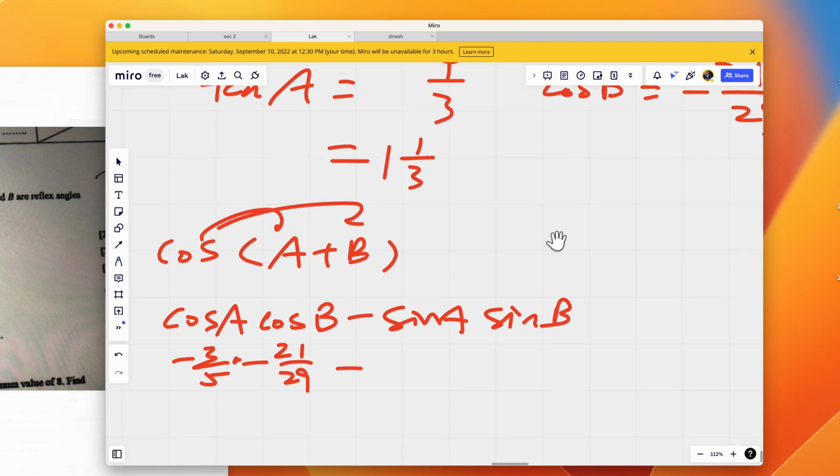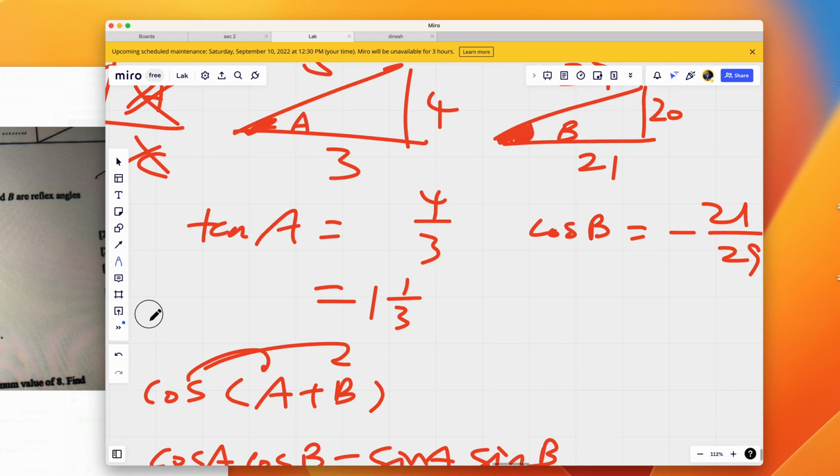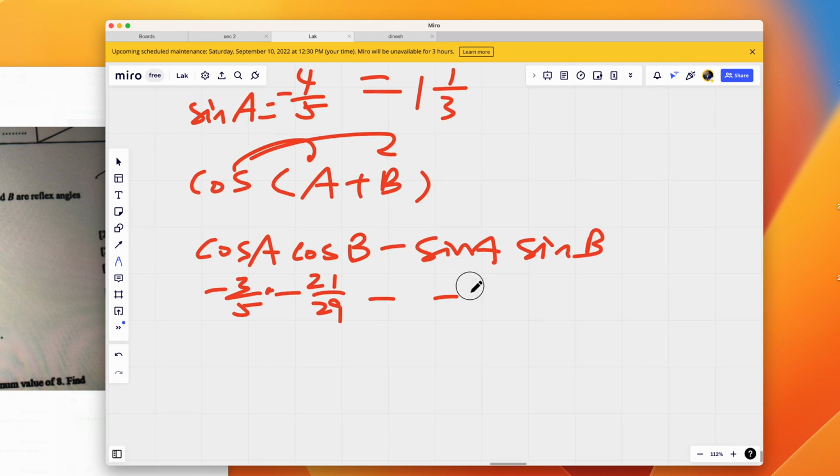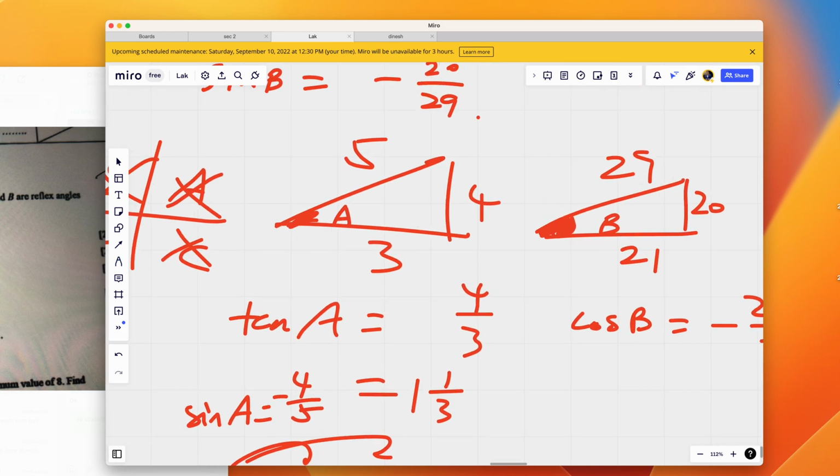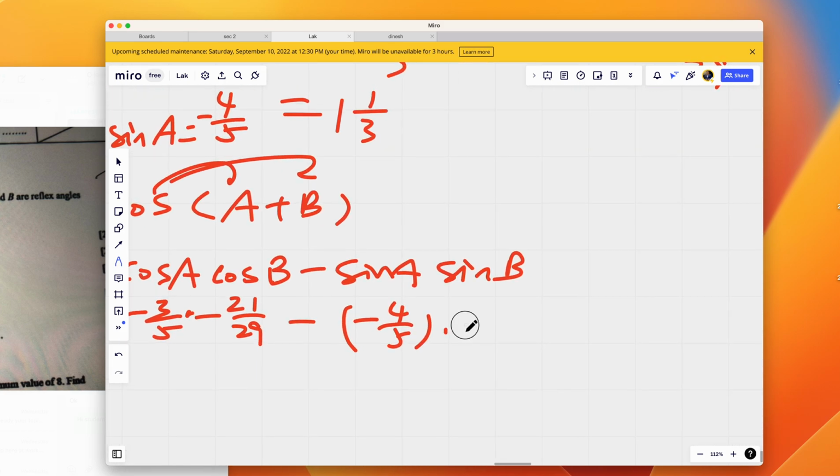Sine A, are you given sine A? No, you need to work it out. It is 4 over 5, O over H, and the sign is negative, because it's in the tangent curve. So it's negative 4 over 5. Then sine B is given, which is minus 20 over 29. And then you just use your calculator and get it. So I think this question is pretty easy.